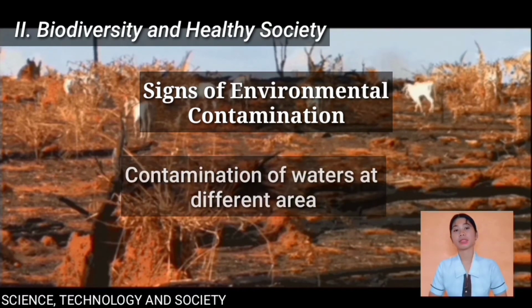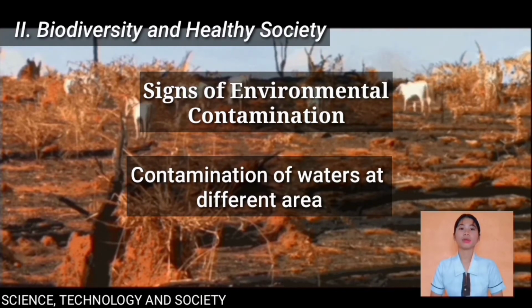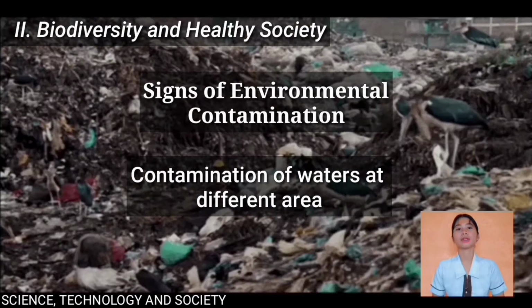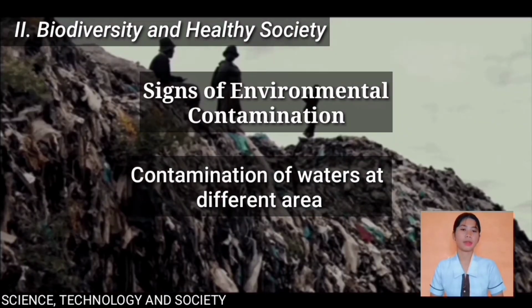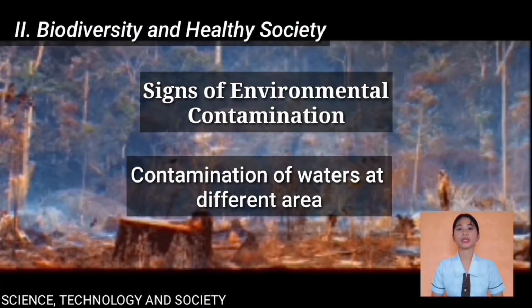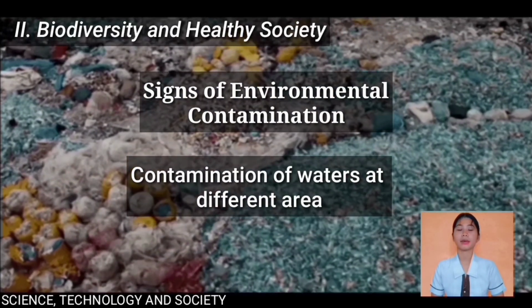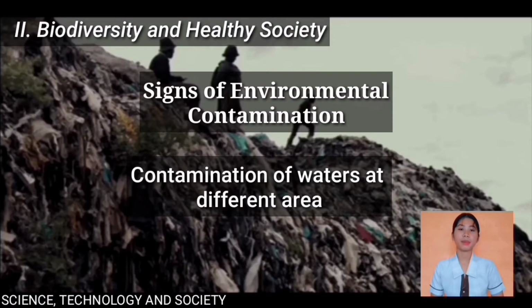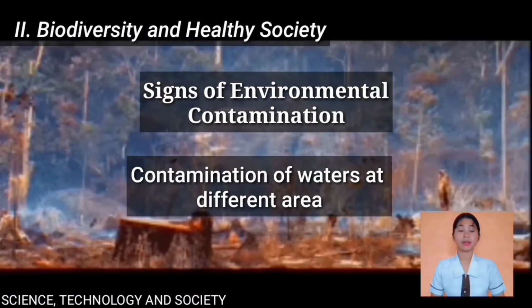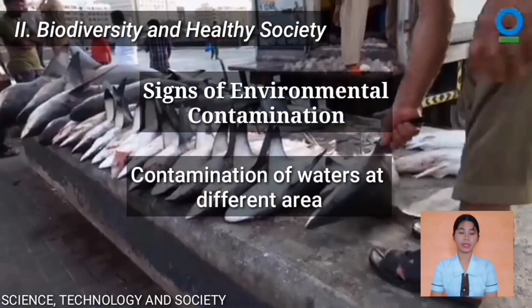And the last example is the contamination of water. We all know that water is very important in our lives, very important for animals, and very important for plants. If this water is being contaminated, we humans, animals, and plants may die or become unhealthy. The contamination of water harms us and other living organisms.